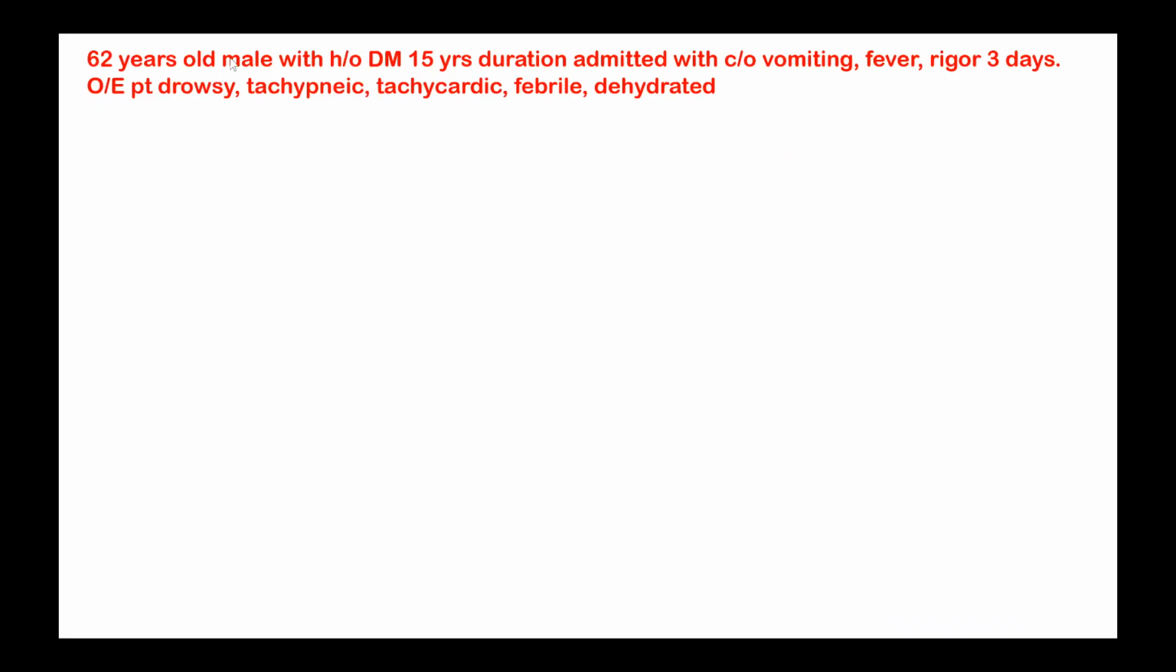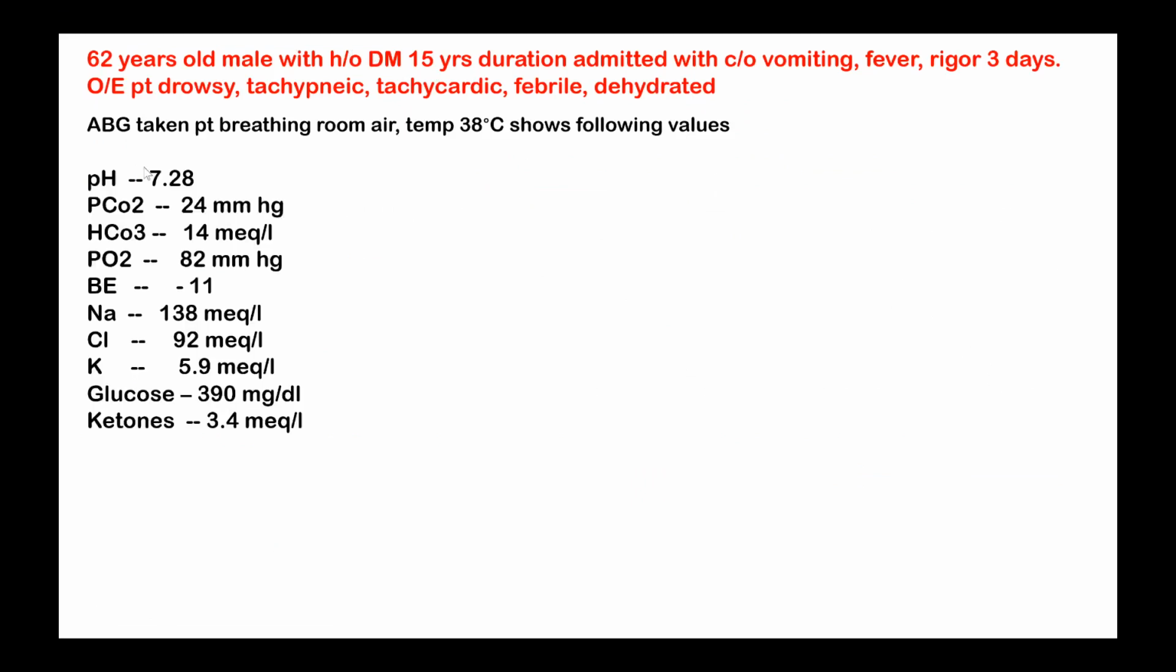A 62-year-old male with a 15-year history of diabetes, admitted with vomiting, fever, rigor. Patient is drowsy, tachypneic, tachycardic, febrile, dehydrated. ABG taken on room air, temperature 38 degrees centigrade, shows the following values: pH 7.28, PCO2 24, bicarbonate 14, PO2 82, base excess minus 11, sodium 138, chloride 92, calcium 5.9, glucose 390, ketones 3.4 millimoles.